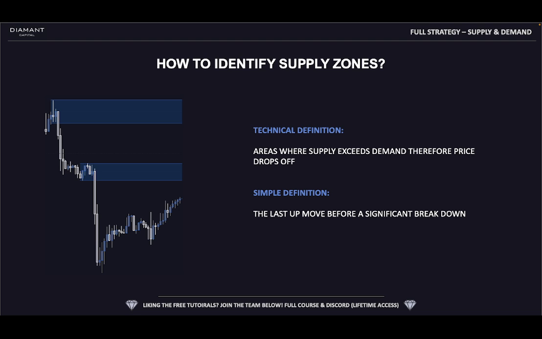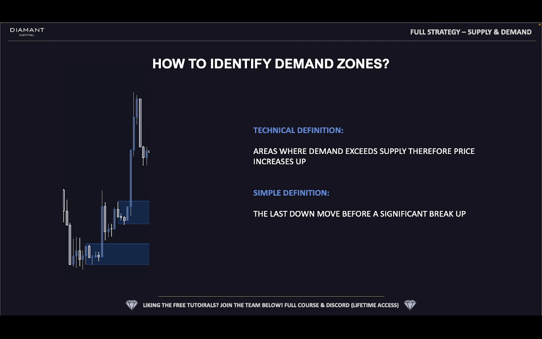Pretty much in these premium areas, what tends to happen, we might get a bit of consolidation or something like that, where eventually price breaks structure completely downwards and then sells off. These are the areas that we're going to be waiting for. So it's that last up move before the significant breakdown, and this is how we define the supply zone. Again, when it comes to a demand zone as well, similar type of situation, obviously, except we're going to be looking in the opposite direction. So very, very simple definitions.